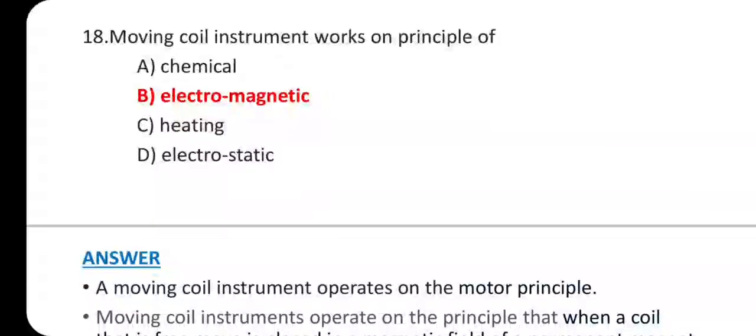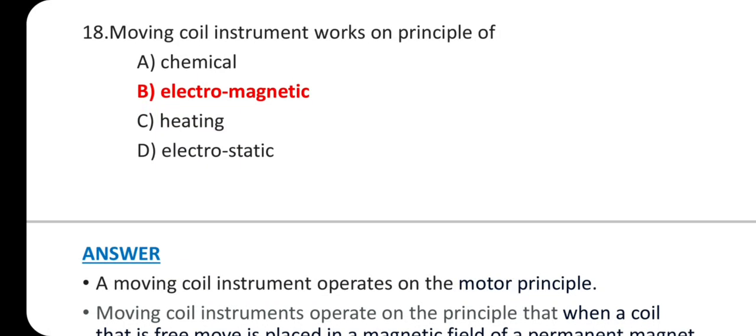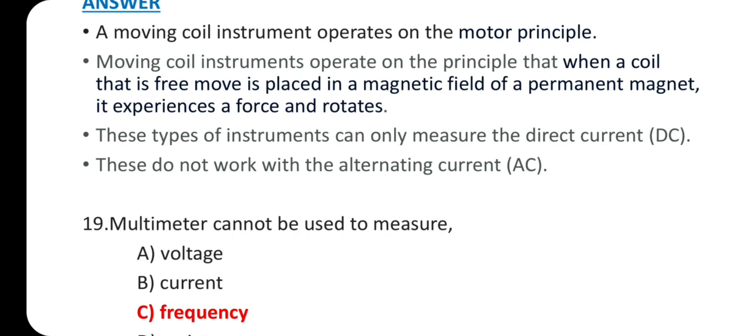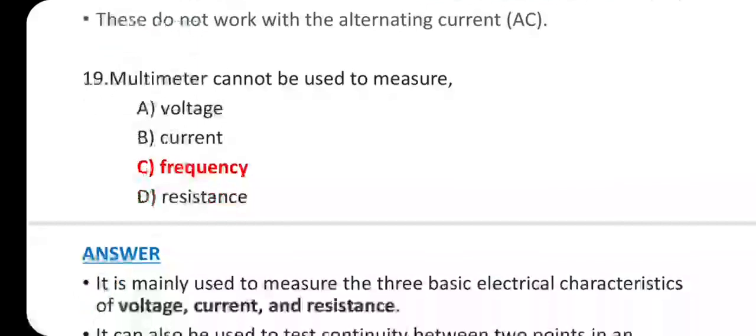Question number 18. Moving coil instrument works on the principle of electromagnetic. Option B is the correct answer. A moving coil instrument operates on the motor principle. It operates on the principle that when a coil that is free to move is placed in the magnetic field of a permanent magnet, it experiences a force and rotates. These types of instruments can only measure direct current DC. They do not work with alternating current AC.